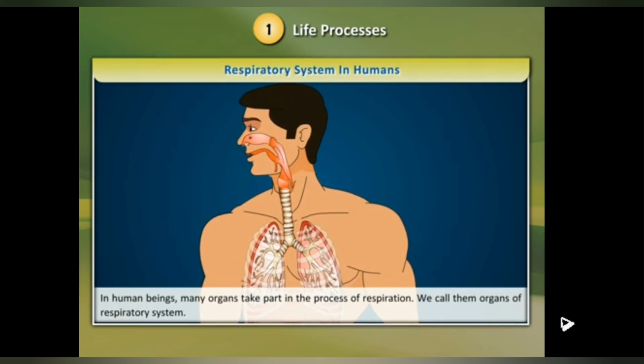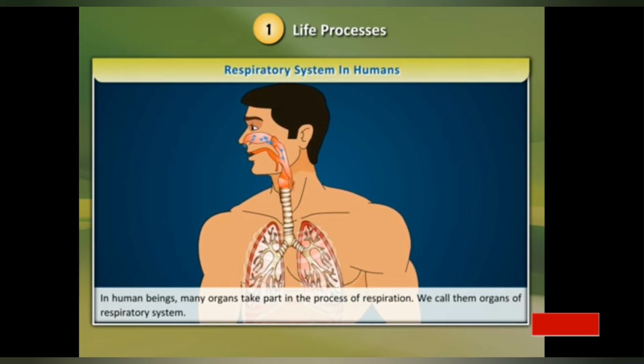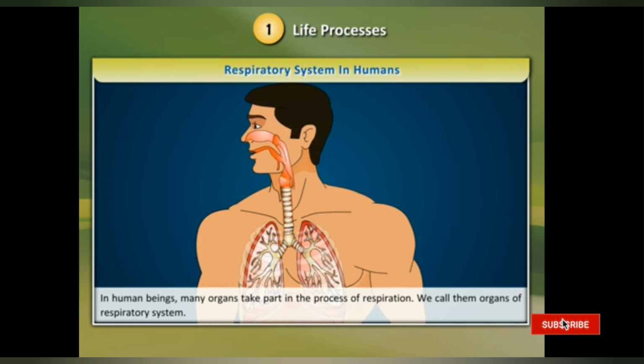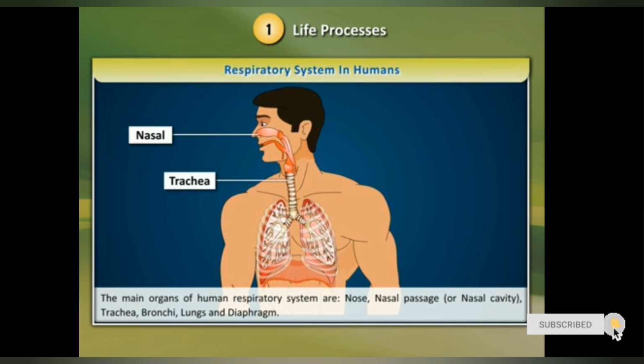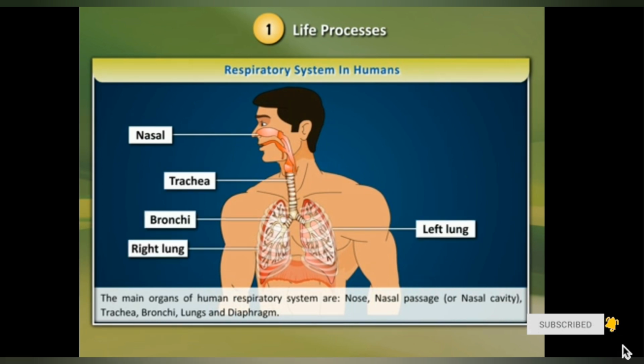Take part in the process of respiration. We call them organs of respiratory system. The main organs of human respiratory system are nose, nasal passage or nasal cavity, trachea, bronchi, lungs and diaphragm.